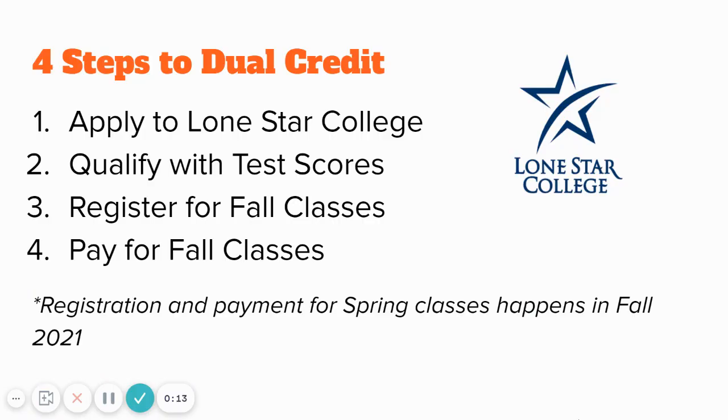There are four main steps in the dual credit process: applying to Lone Star College, qualifying with test scores, registering for classes, and paying for those classes. We're actually going to only review applying and qualifying with potential applicants. Only students who've finished the whole process will need to watch the registering and paying for fall classes.